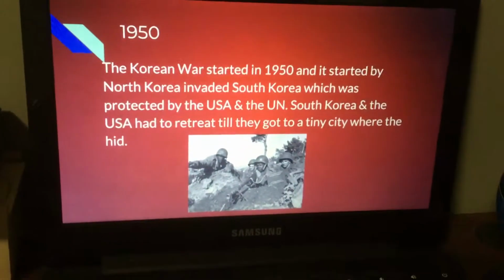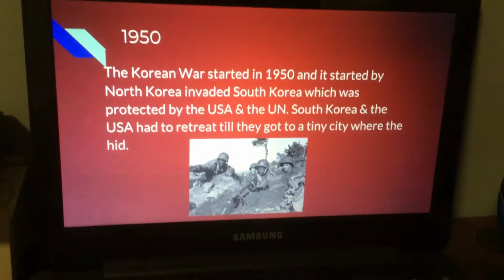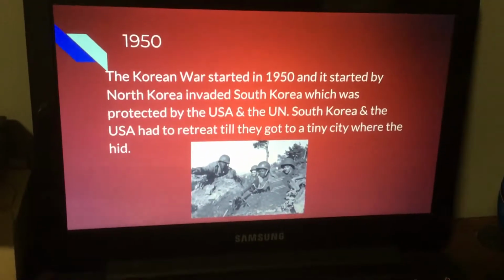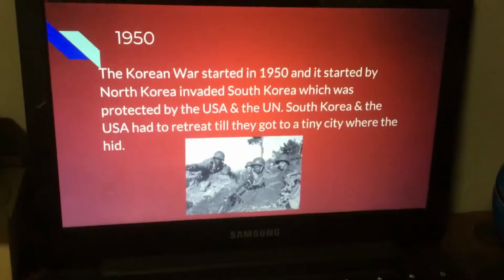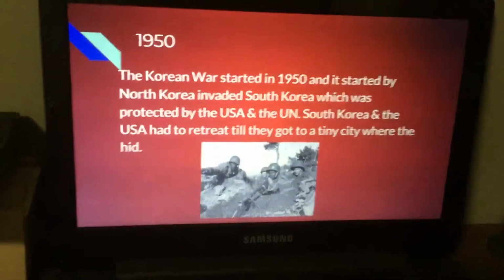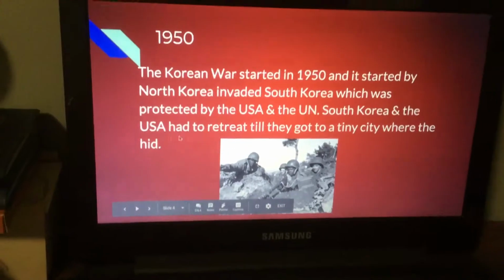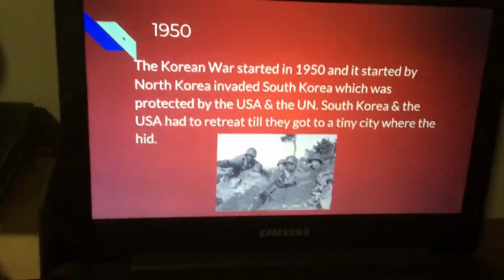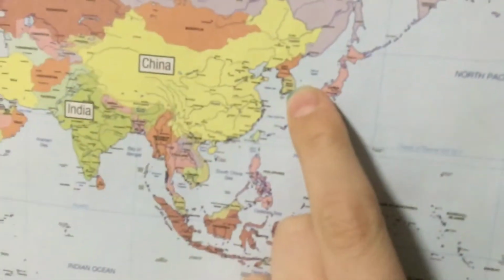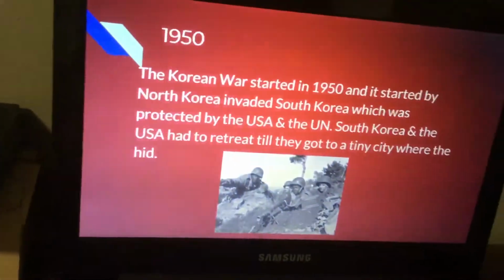North Korea started the Korean War in 1950 when they started to invade South Korea, which was protected by the United States and the United Nations. South Korea was part of the U.S., and they had to retreat to a tiny city named Peijing. I forget what it's called, but it's right there, a little city about there near to Japan, where they hid.